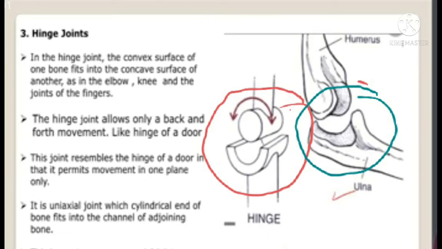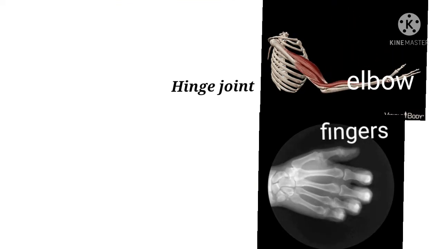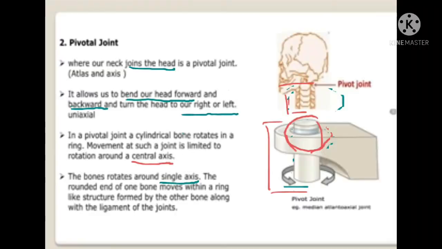Because the hinge joint gives movement only in one plane or in one direction, that's why it is called as uniaxial, in our elbow, knee and fingers. Next joint is the pivotal joint, where the neck joins the head. That makes the pivotal joint.